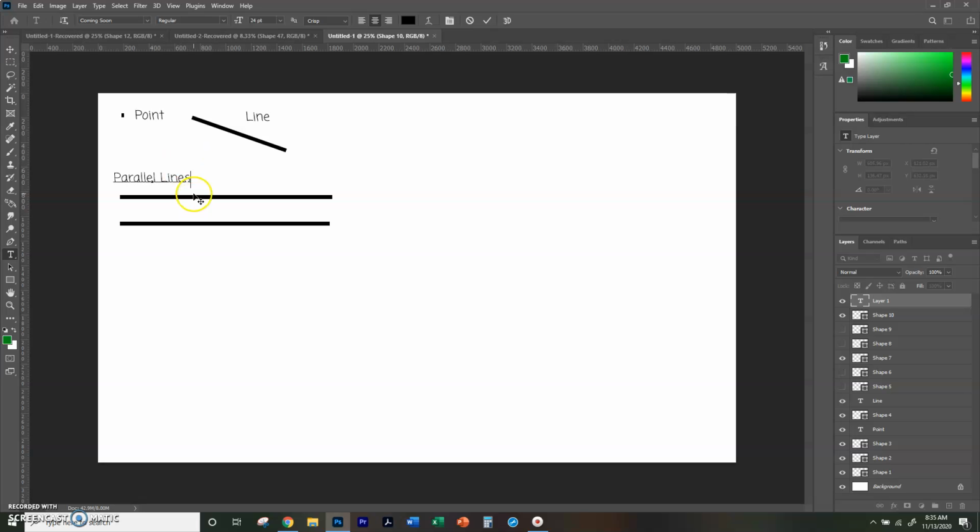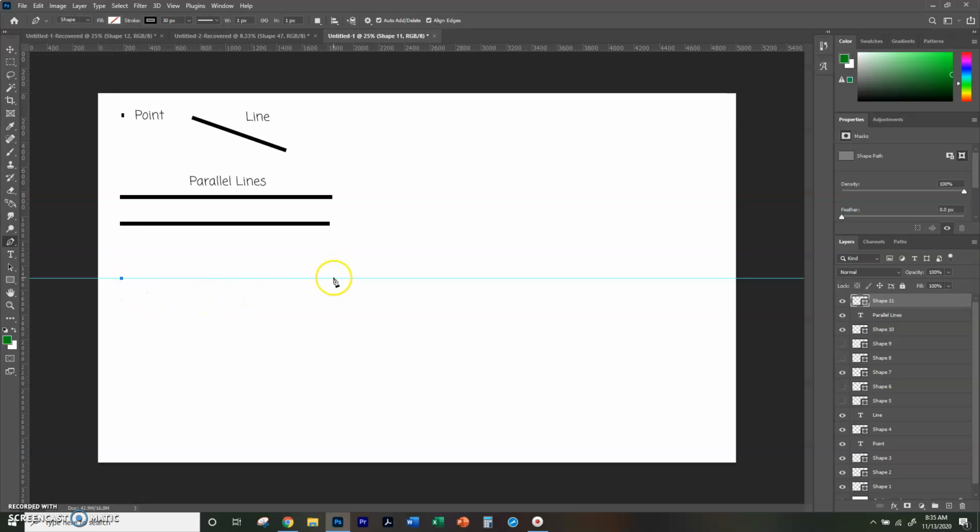Parallel lines. Go ahead and move my title over. Okay. Two other kinds of lines that are very important are perpendicular lines. Now that you know how to draw a straight line, I'm going to draw a straight line down here.